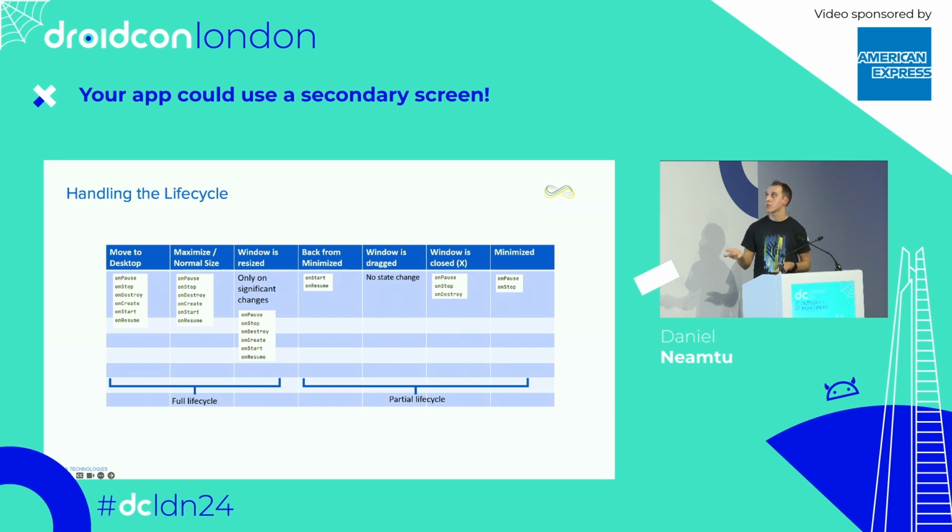So the onPause, the onStop, and the onDestroy methods are going to be triggered. And then when we are minimizing the activity, it's going to be like putting the application back to the recents. So the onPause and the onStop methods are going to be triggered in this case.